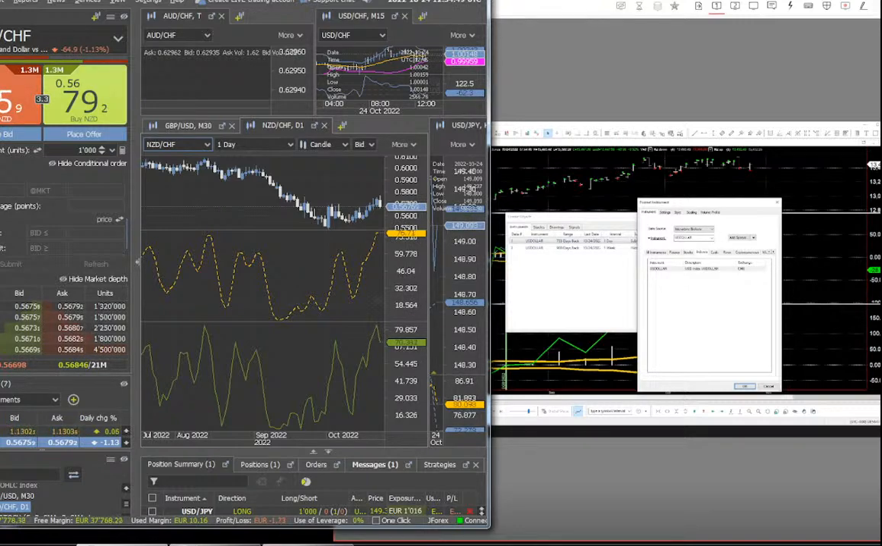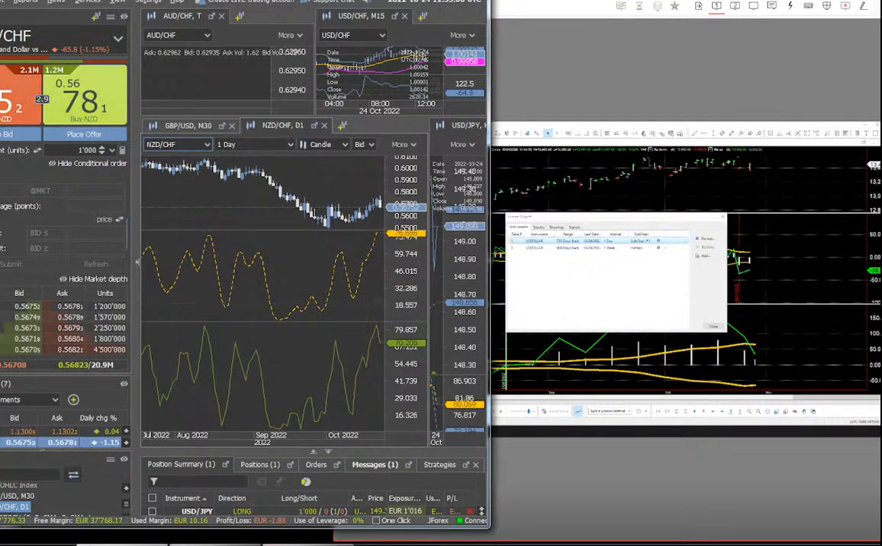Let's see, what is this? This might be a 3 or 4 day trade open. Okay. Let's see, what was that? NZD. Cash. There we are. Swiss.